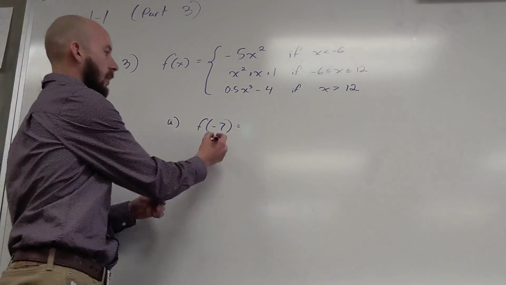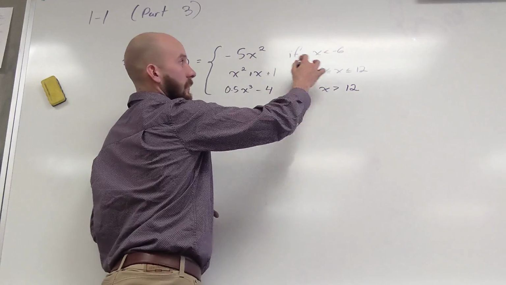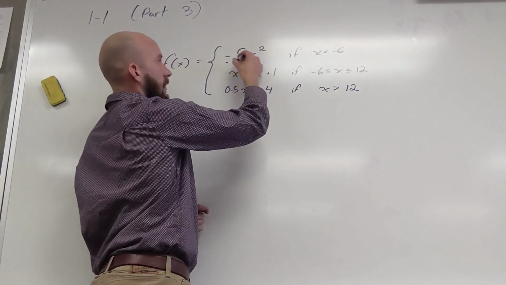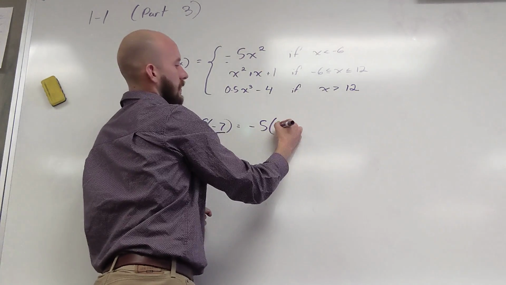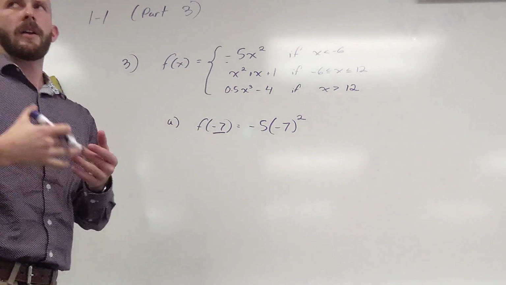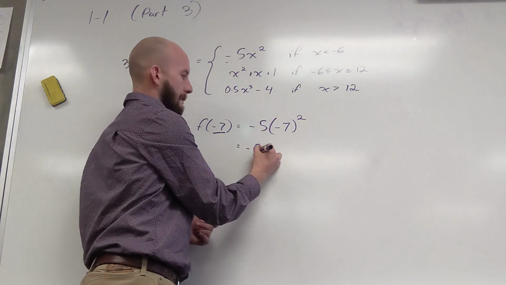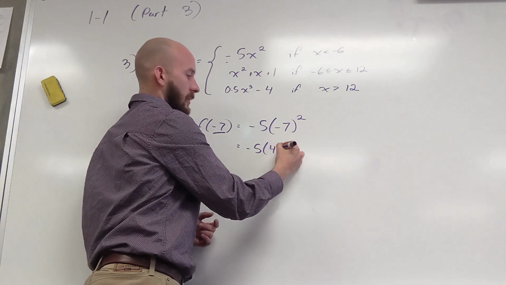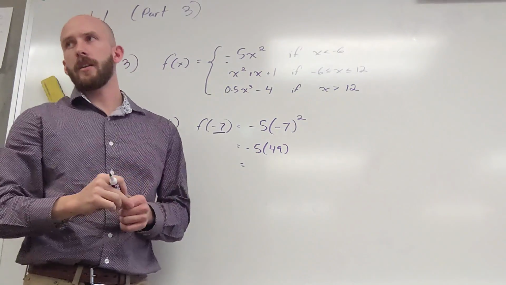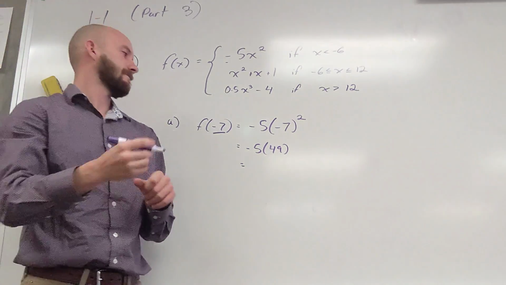Okay? So since our input is -7, that's got to be this first function, if x is less than -6. So we're going to plug it in here. Be sure and put parentheses around it, because when you square a negative number, if you do it on your calculator and you don't use parentheses, it messes it up. So -7 squared is 49. -5 times 49 is -245. Okay.